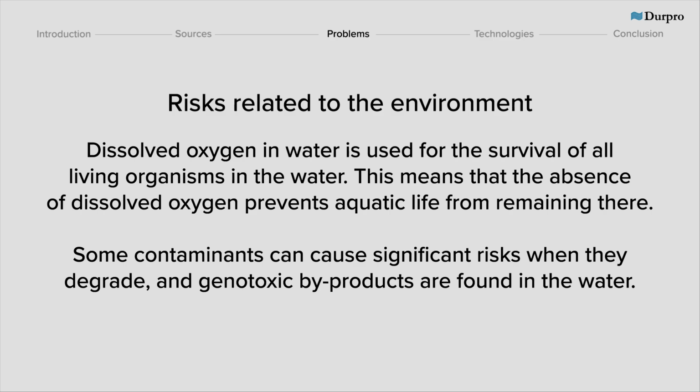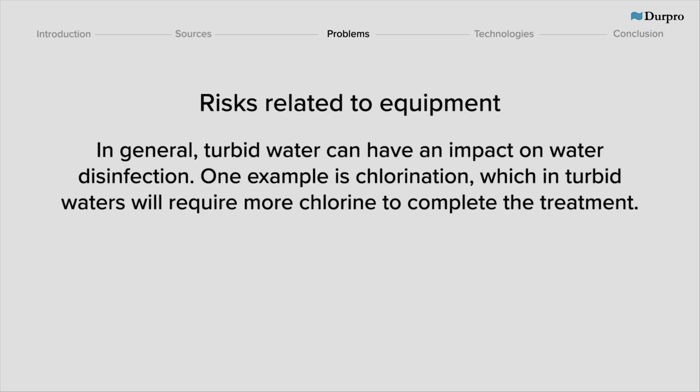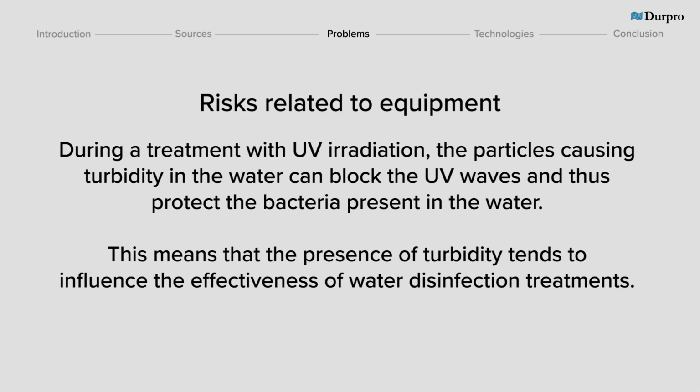In addition, as discussed above, some contaminants can cause significant risks when they degrade, and genotoxic byproducts are found in the water. Risks related to equipment. Typically, the risks associated with equipment are relatively low, but in general, turbid water can have an impact on water disinfection. One example is chlorination, which in turbid waters will require more chlorine to complete the treatment. In addition, during a treatment with UV irradiation, the particles causing turbidity in the water can block the UV waves and thus protect the bacteria present in the water. This means that the presence of turbidity tends to influence the effectiveness of water disinfection treatments.